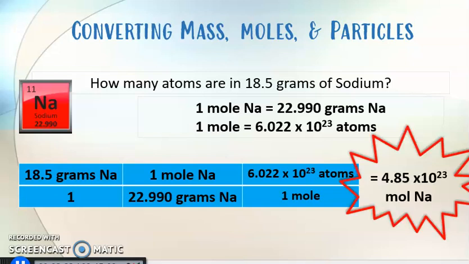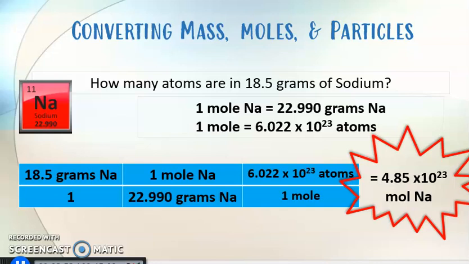And in this case, I find that my answer is 4.85 times 10 to the 23rd moles of sodium. Now notice here, I should say atoms of sodium, I do apologize. So again, 4.855 times 10 to the 23rd atoms of sodium should be my final answer.